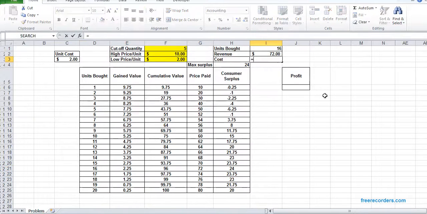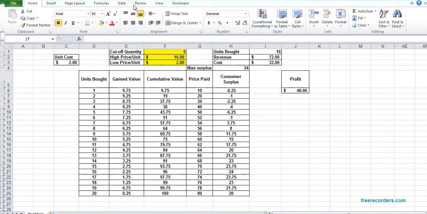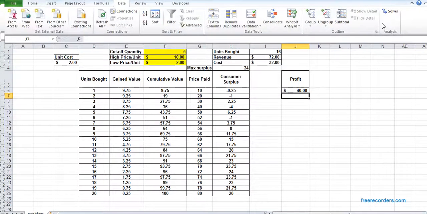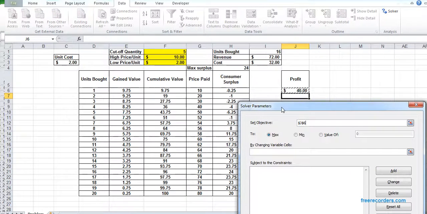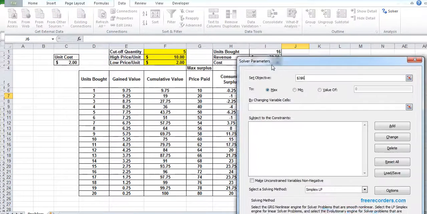The cost should be unit bought multiplied by the unit cost. And the profit should be revenue minus cost. Now we need to solve it. So we go to data. We have a solver. Definitely our target is to maximize the profit.